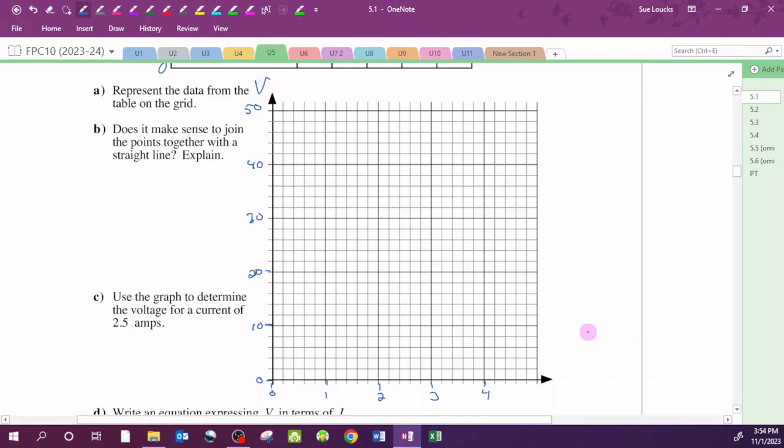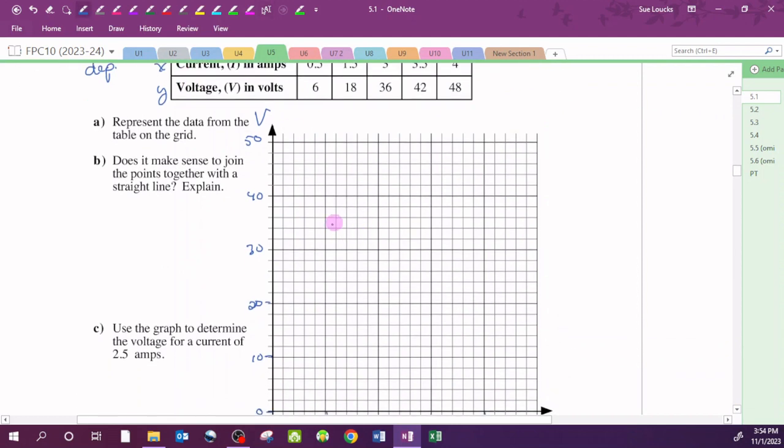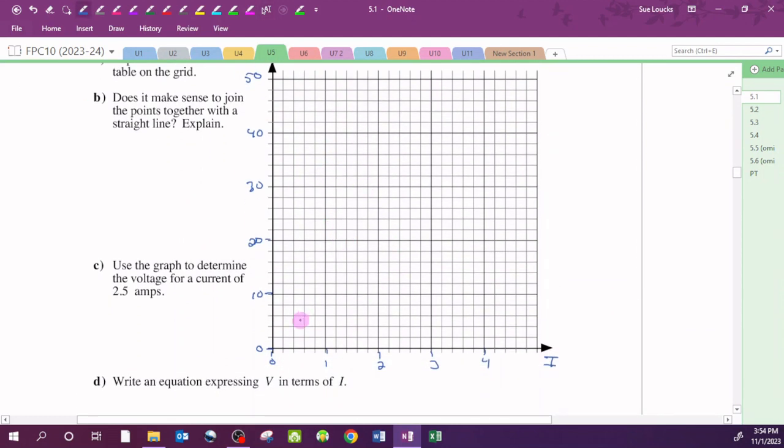Okay, this is my voltage. This is my current, which we called I. And we're going to graph the data. So when my current is 0.5, that's going to be right here, my voltage is 6. Since this is 10, every line is 2, so 2, 4, 6. Okay, so there's my one point. And then when the current is 1.5, I'm going to go up to 18, so that's 20 minus down 2, it's right there. And at 3, it's 36, so that's there. And at 4, it's 48, which is right there.